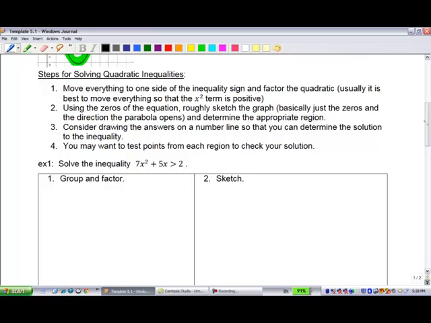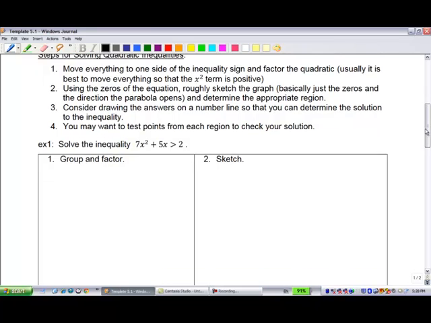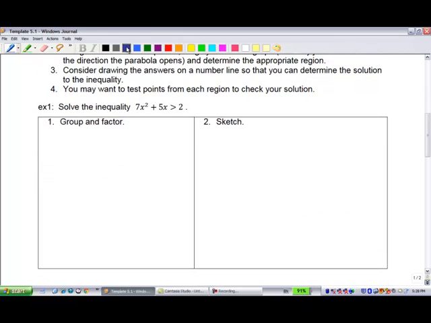Step 2 is, using the zeros of the equation, roughly sketch the graph. When I say roughly, I mean basically just the zeros and the direction the parabola opens. We're going to determine the appropriate region based on that. So let's do those 2 steps. I'm going to group 7x squared plus 5x, and subtract 2 to the left-hand side. That way we've grouped everything to one side. It's a pretty straightforward quadratic. This factors, and I'm not going to go over that with you. You should know how to factor by now. It factors into 7x and x, and minus 2 and plus 1.